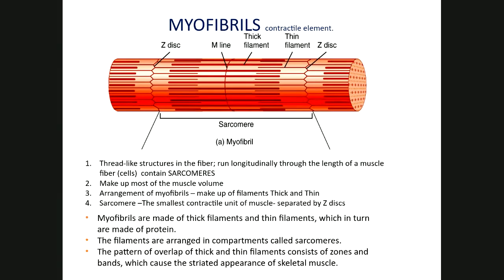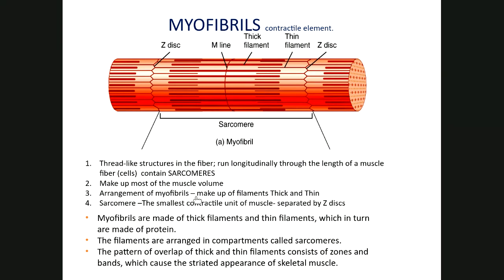So let's look at this myofibril in greater detail. First of all, they run longitudinally through the entire muscle and they contain sarcomeres. Do you see this is a sarcomere? In general, the myofibril is a contractile element, and the sarcomere is the smallest contractile element of skeletal muscles. The myofibrils make up most of the muscle volume.